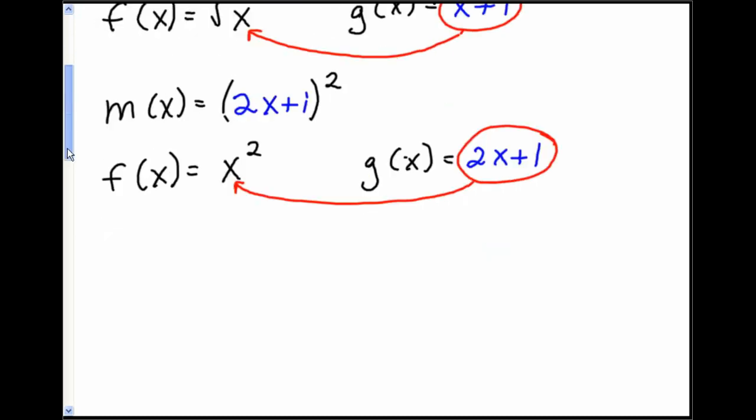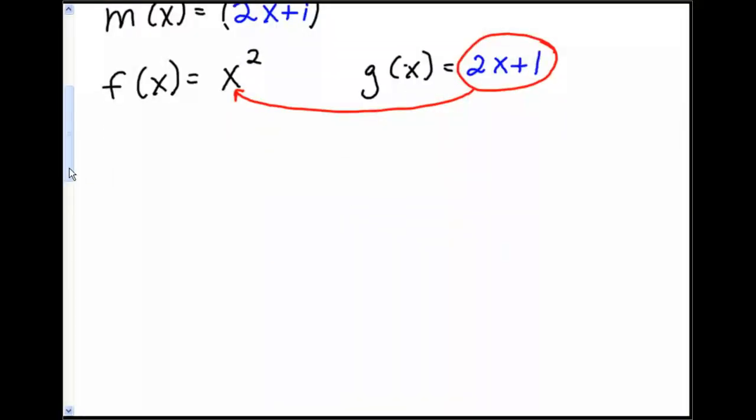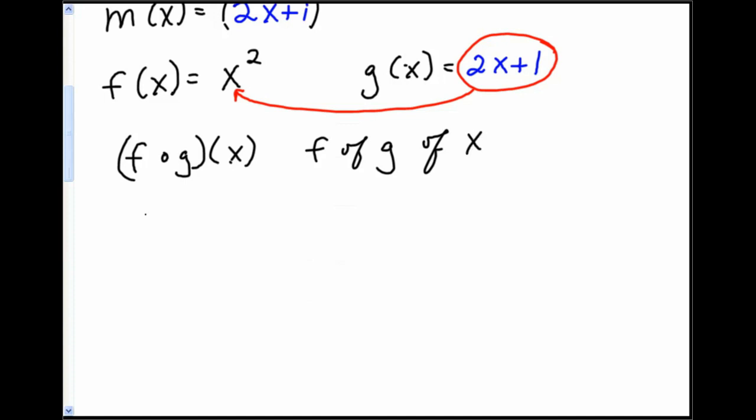So the notation for writing composition of functions can be f of g of x. This is read f of g of x. You could also write this as f of g. This little dot, or circle I should say, is not multiplication.